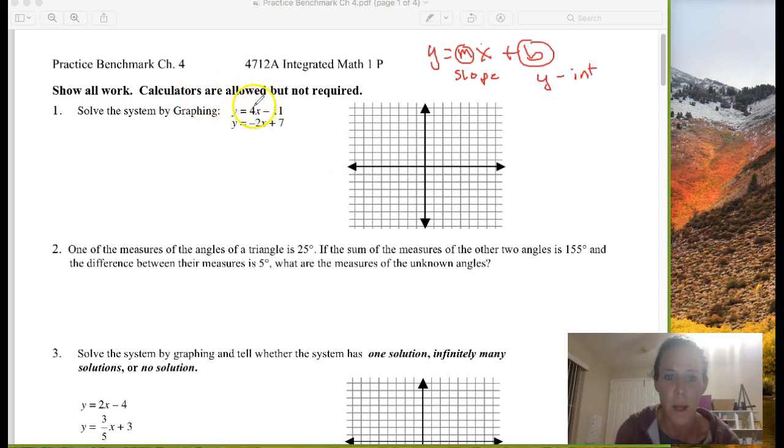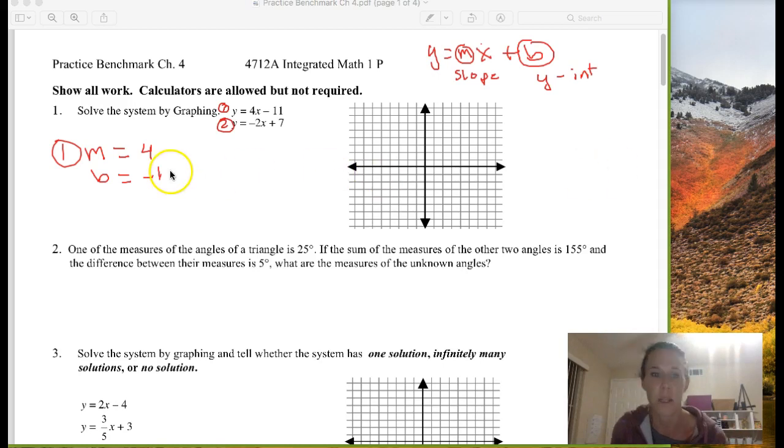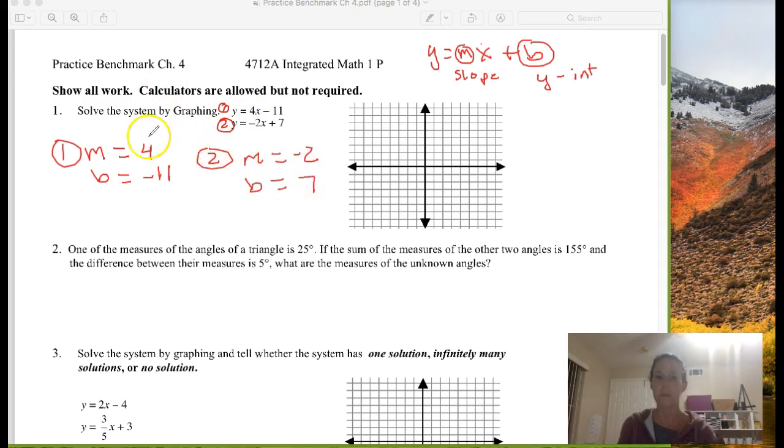Let's label this equation 1 and equation 2. In equation 1, my slope, or I use m for slope, is 4. And my y-intercept, or my b, is negative 11. Okay, and that does not look like an 11. Let's try that again. All right, in equation 2, my slope is negative 2, and my y-intercept is 7. Now remember, I always like to write slope as rise over run, or if it's negative, I like to fall first and then run.